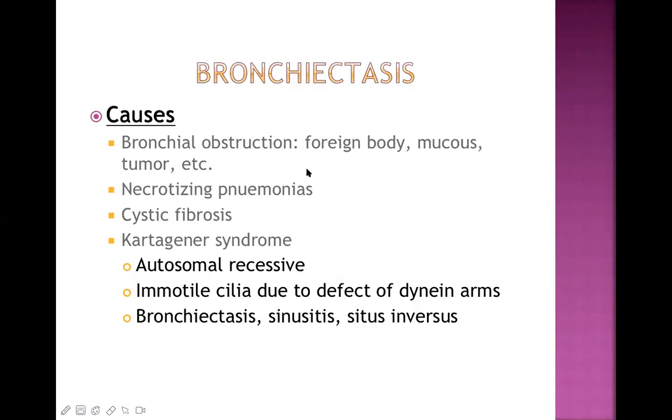Now, why can bronchial obstruction lead to infection? The answer is very easy, because our airway constantly secretes mucus. That mucus has to be coughed out. If that cannot happen because of bronchial obstruction, the infection will automatically occur. And if it becomes chronic, that infection can lead to bronchiectasis.